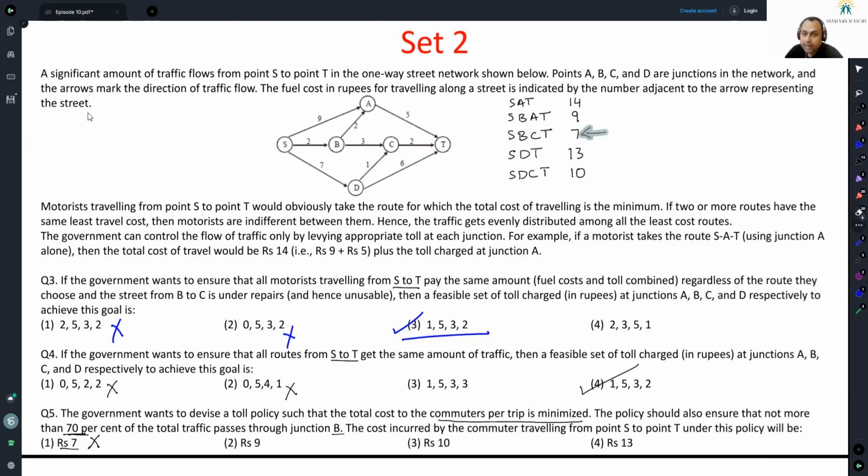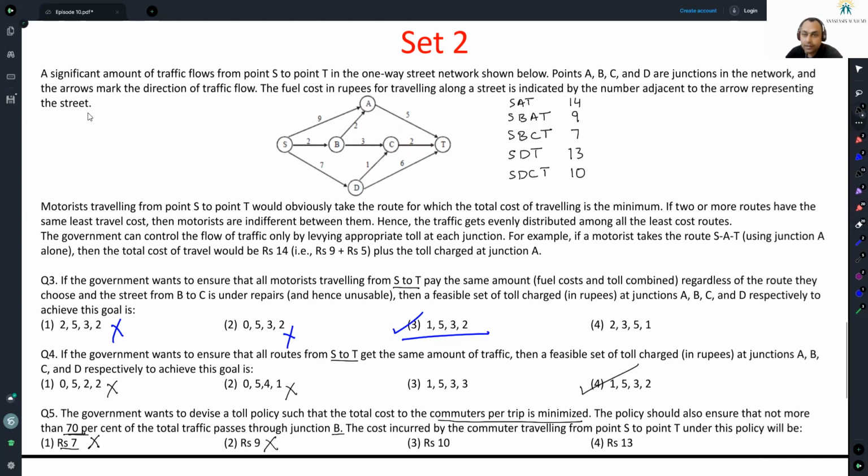Basically, I have to come up with a way in which these two routes become comparable or identical. So if I levied a toll of 2 rupees at C, can you see this will also become 9, and it would be awesome. Except the fact that the policy should also ensure that not more than 70% of the total traffic passes through junction B. But right now, 100% of the traffic is passing through junction B. This is also not possible.